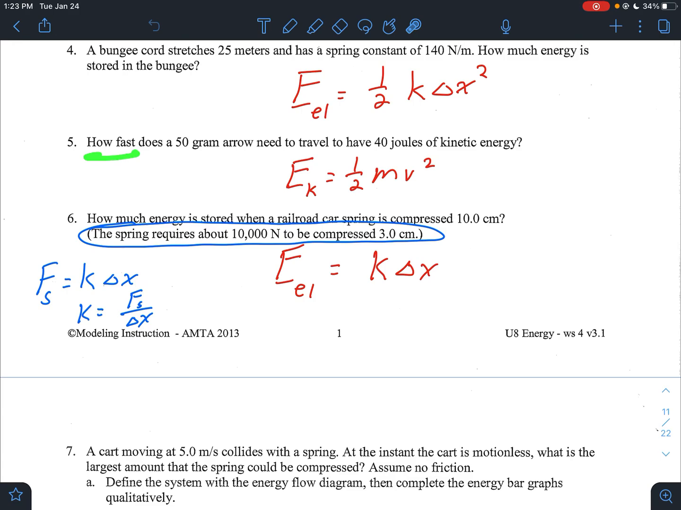For 5, a little bit different. We're not looking for the energy, but we're looking for how fast this object's moving. So we're going to be solving for V. So be mindful of the square. We're going to have to square root our entire answer at the end. We also have the mass of our arrow in grams, which everything we plug into equations in physics, we need to have in kilograms. So make sure you make that conversion first.